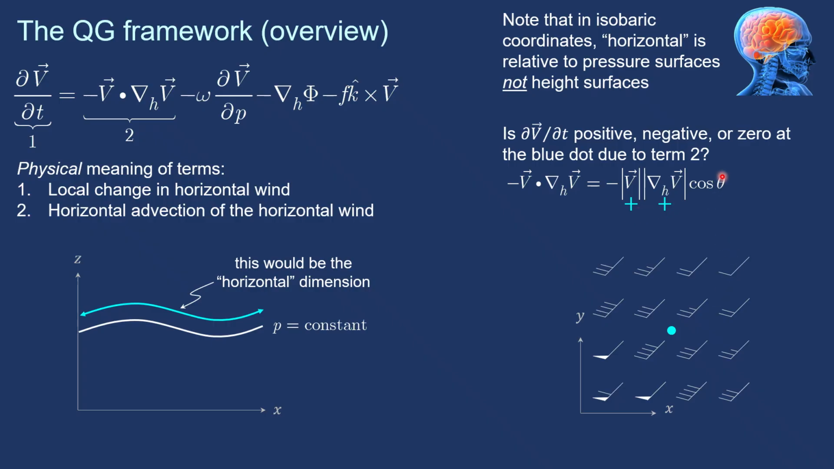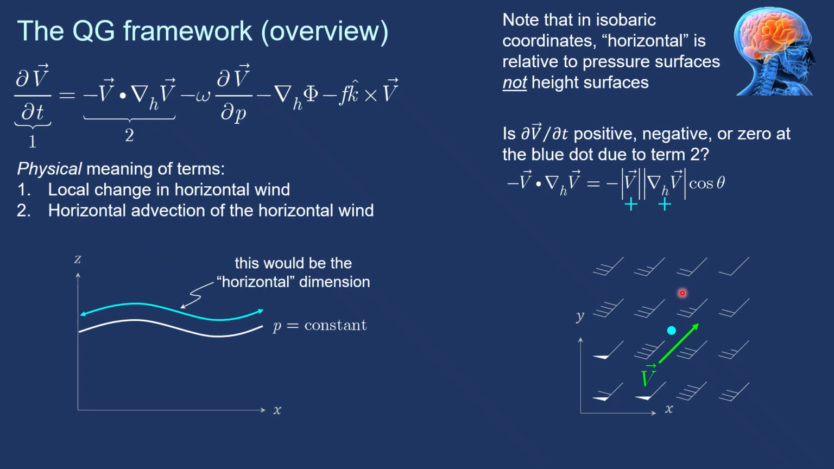Now, the big question will be, what is the sign of cosine theta in this particular equation for the case as illustrated in this diagram here to the bottom? So first of all, we can assign a direction to v vector. Which way is the wind blowing from? Well, the wind is blowing from the southwest everywhere in this diagram, and so v vector points toward the northeast. And as far as the direction of del sub h v vector, in which direction is the horizontal wind getting larger?